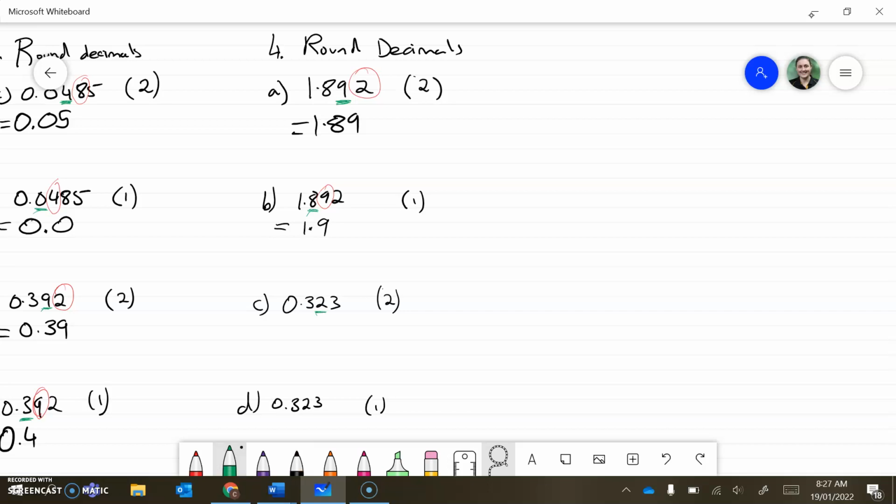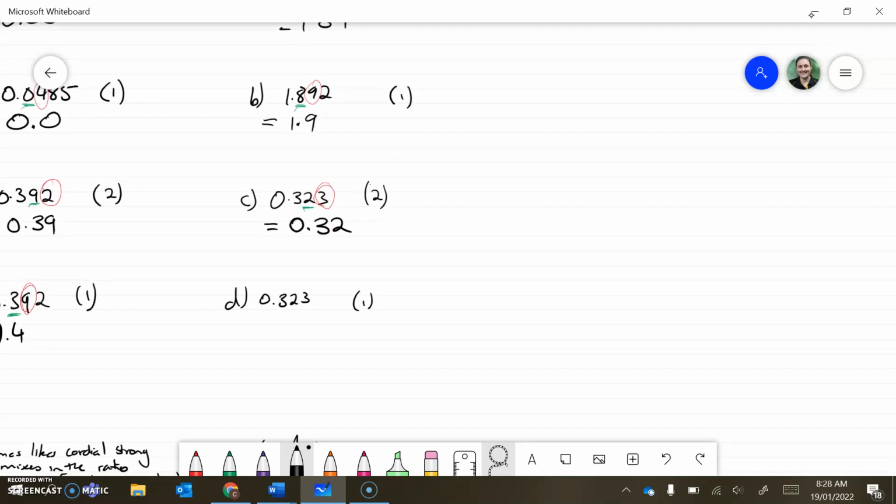Our second decimal place here is a 2. The number to the right is a 3, so our value is going to be 0.32. And then our final example, we've got 0.323. So our first decimal place is a 3. The number we're looking at is a 2, so that's going to stay as 0.3.